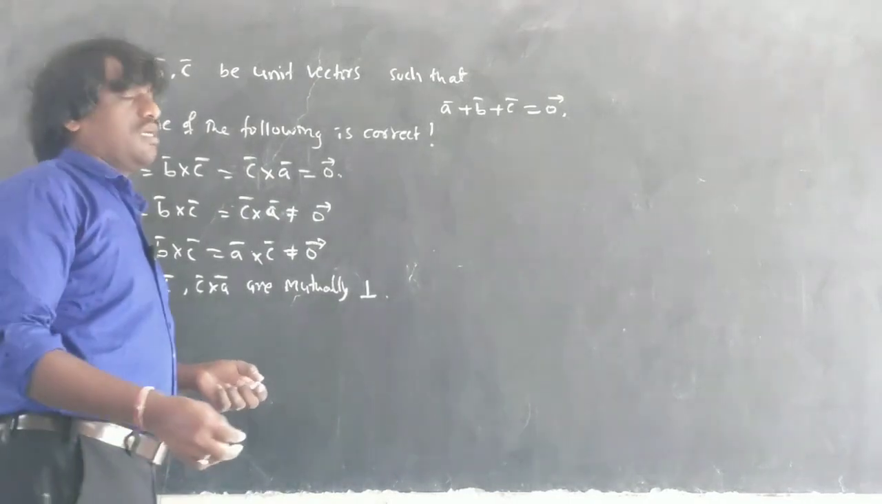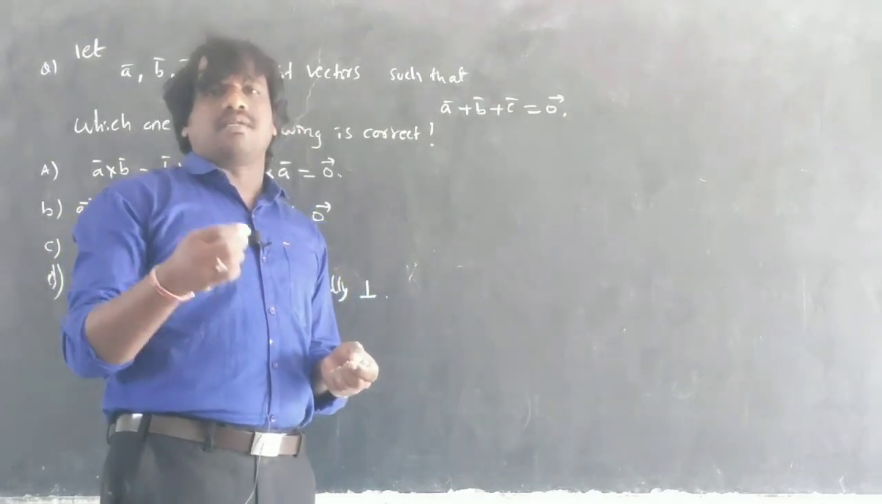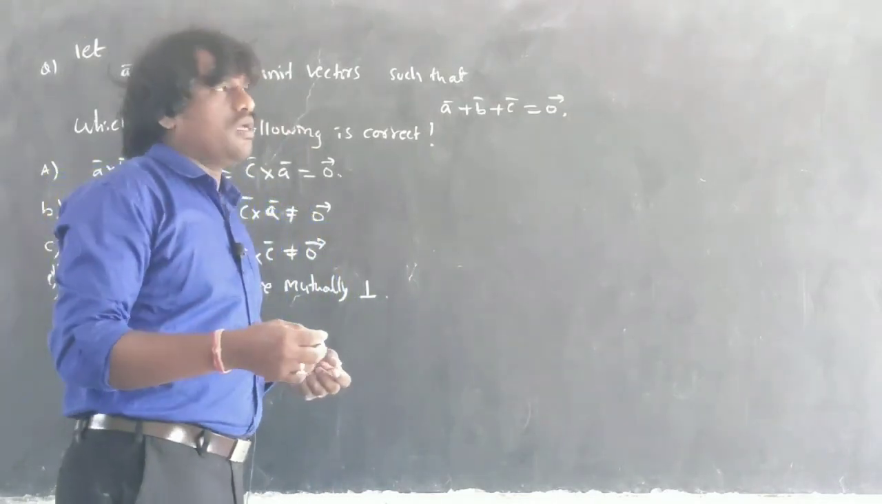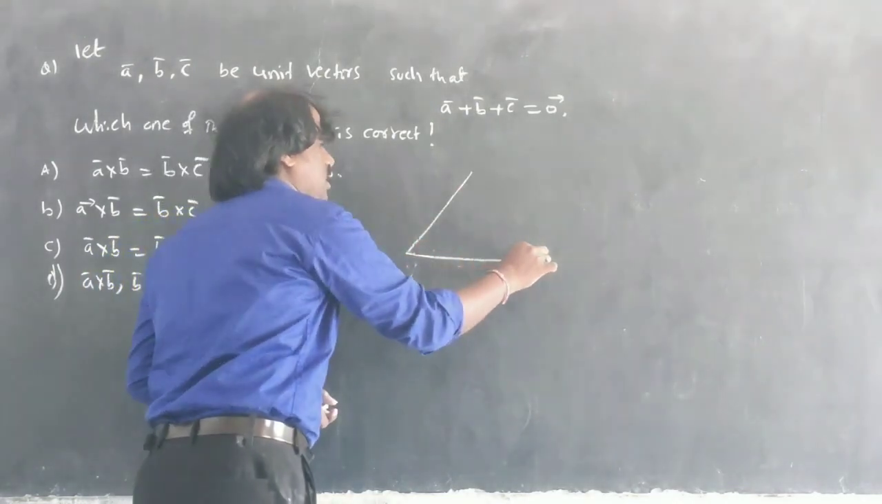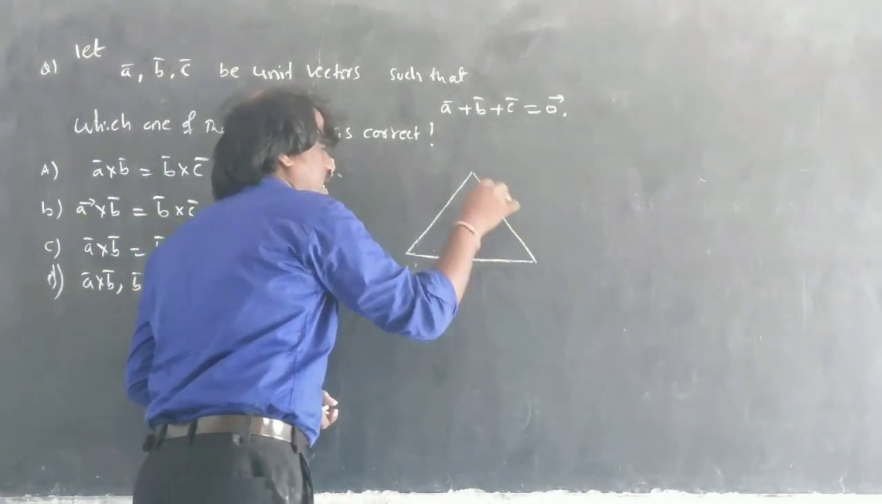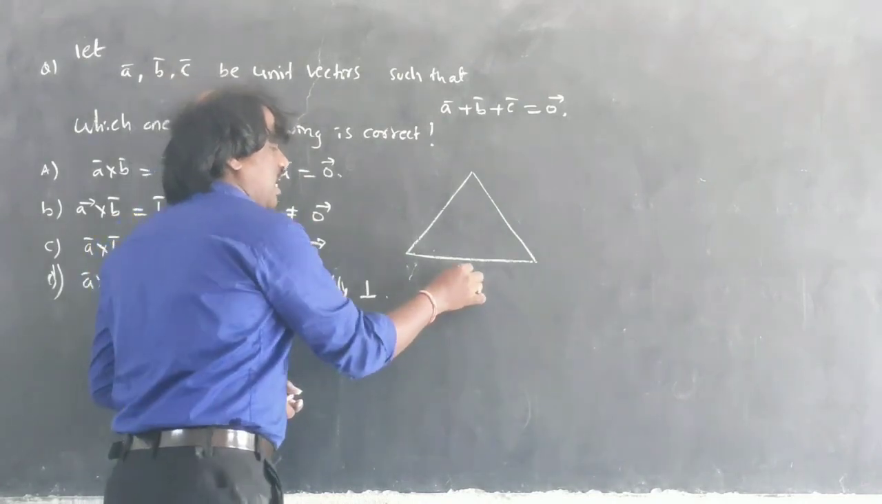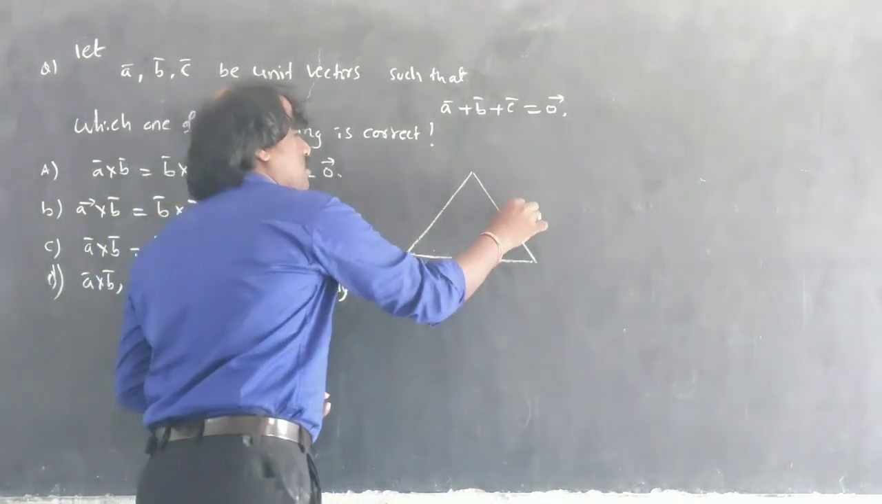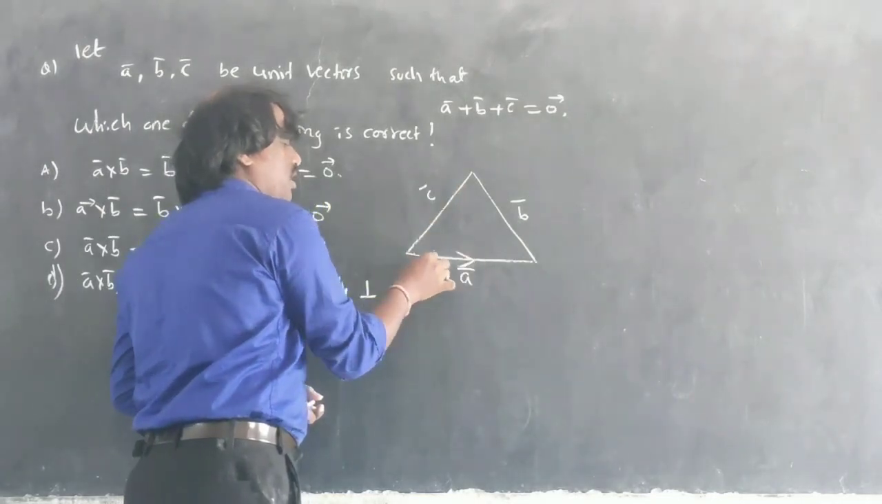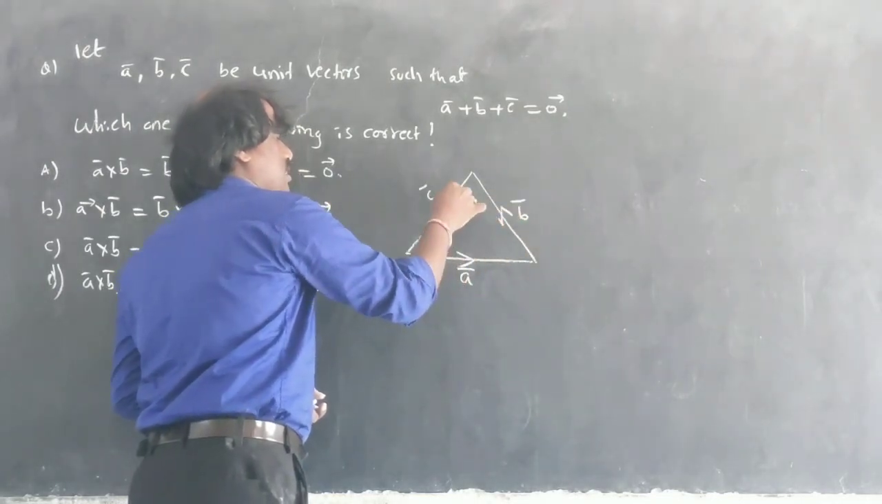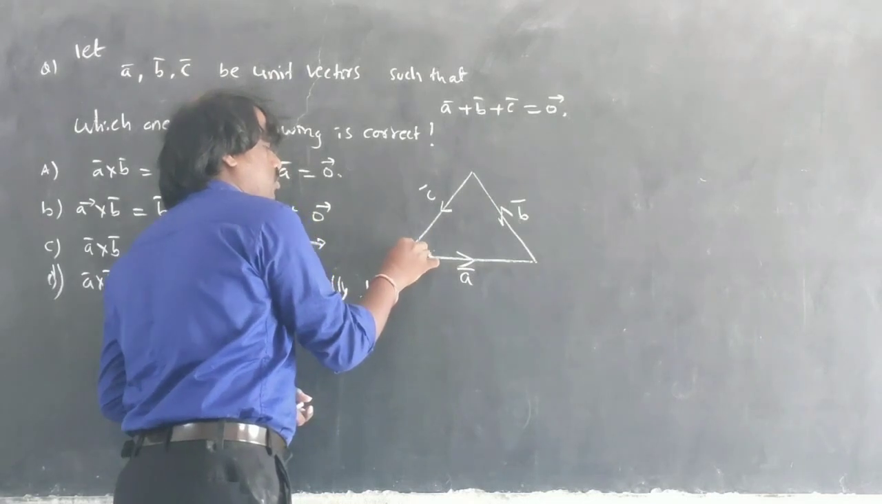Let us see here. A vector plus B vector plus C vector is 0. Okay, if this is 0, what happens here? Let us take a triangle. A vector, this is the A vector, and this is the B vector, and this is the C vector. Like here, A is going this side, B is going this side, C is going this side.